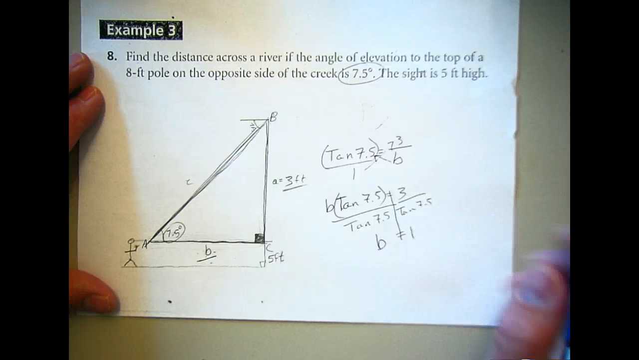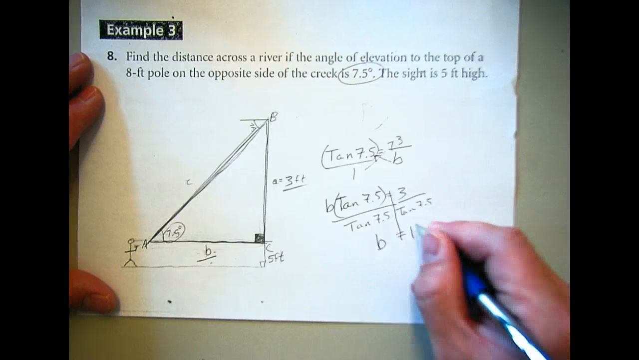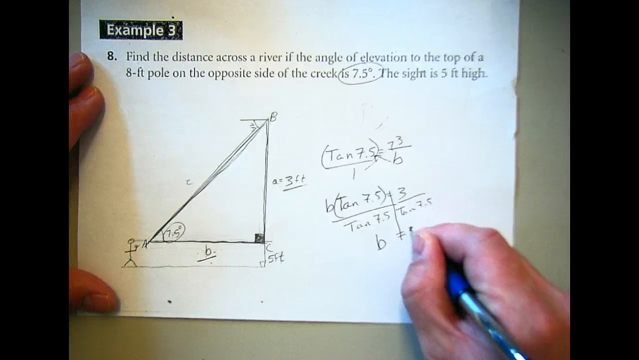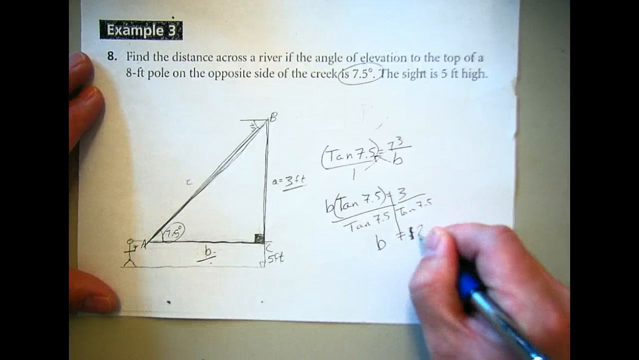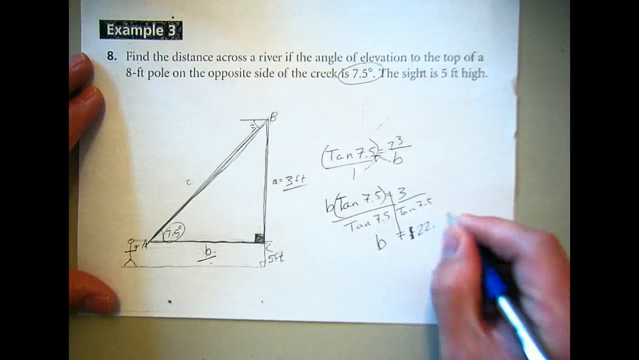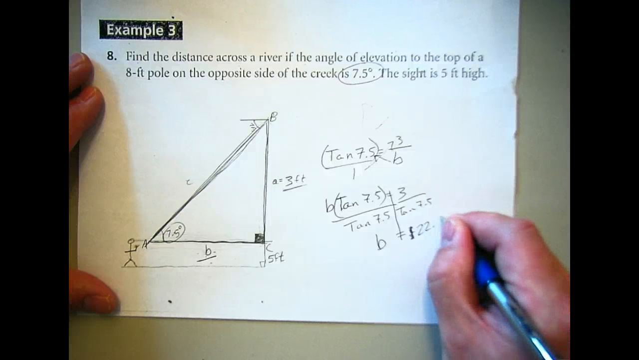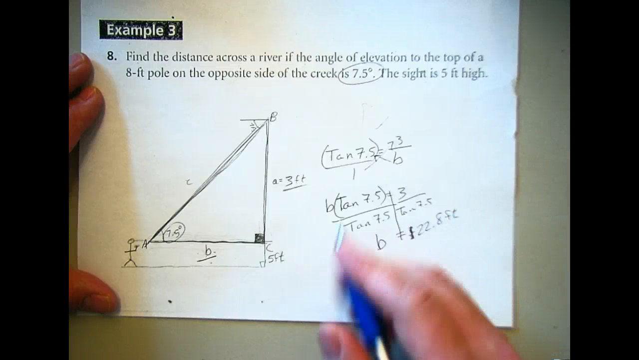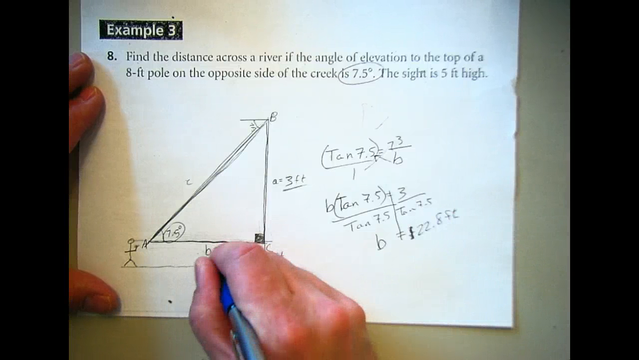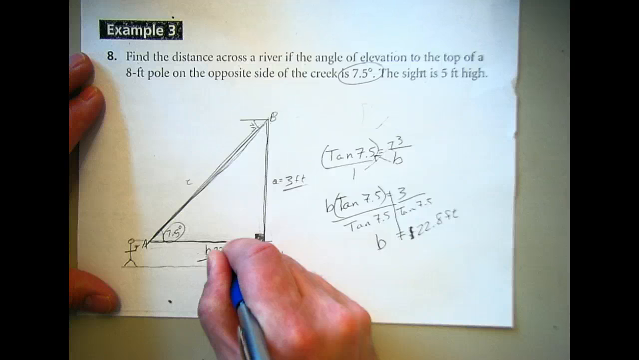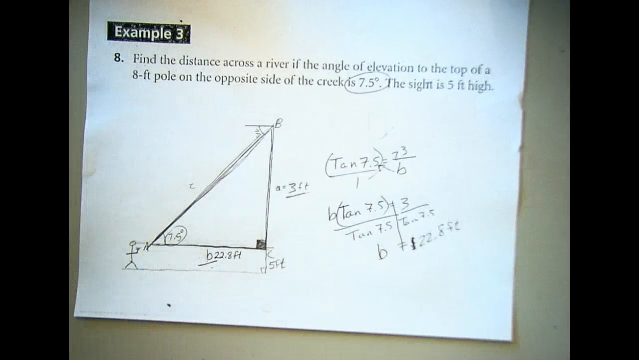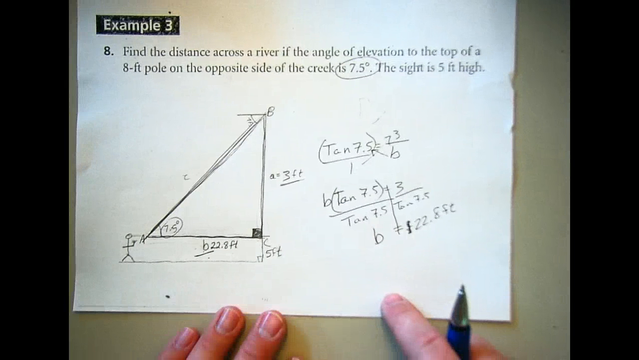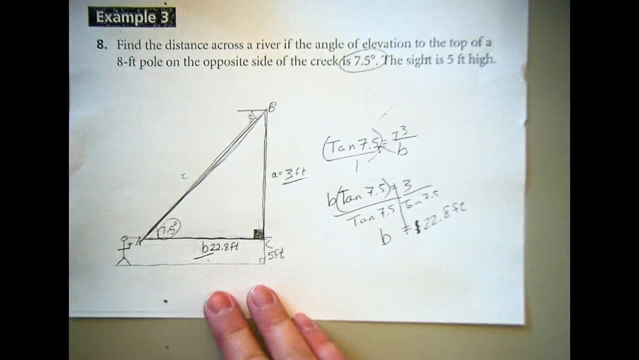Make sure we're in degrees. I got roughly 22.7. Okay, not one. I'm in radians. Okay, 22 point. Let's go to the nearest tenth. 8. 8 feet. Okay, so 22.8 feet. Yeah, that might fix it.